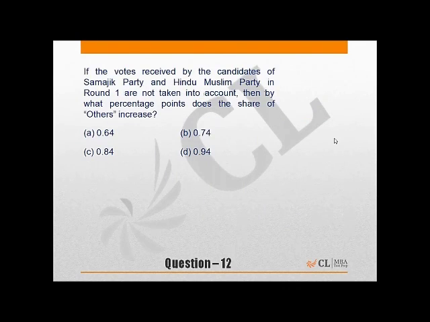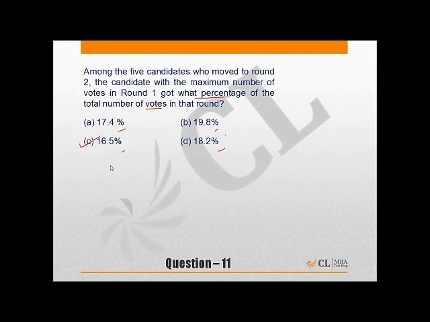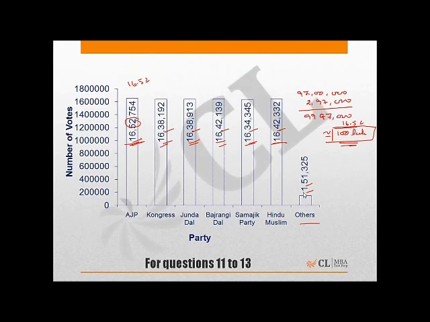Let's move to question 12. If the votes received by the candidates of Samajik and Hindu-Muslim party in round 1 are not taken into account, then by what percentage points does the share of others increase? Okay. What is the total number of votes with others? It is 1.51 lakhs. Okay. So others is 1.51 lakh on 100 lakh.